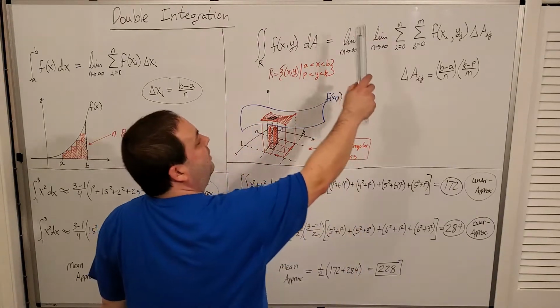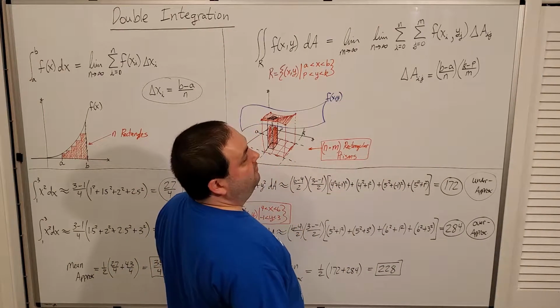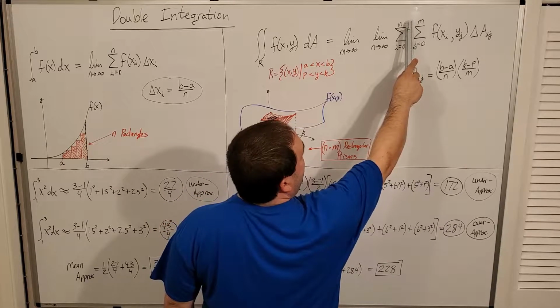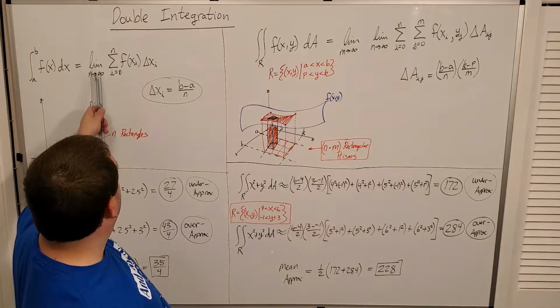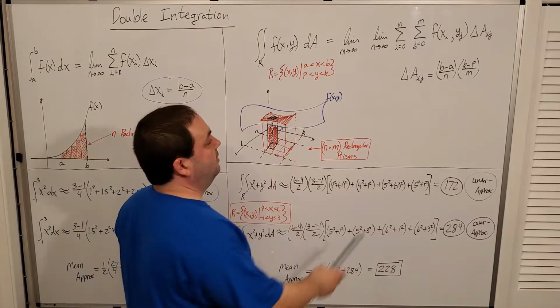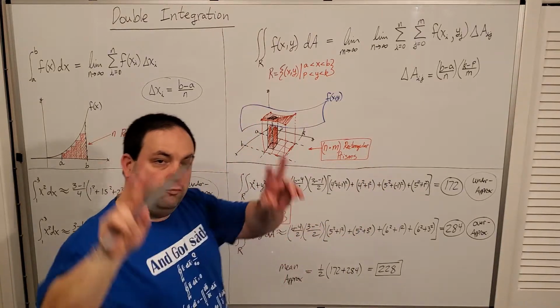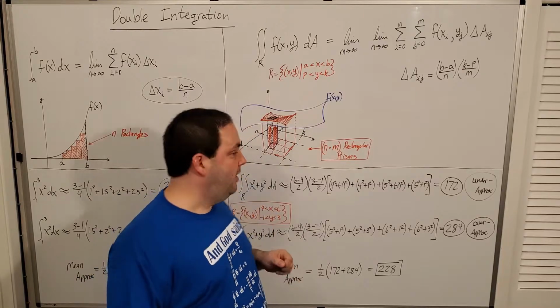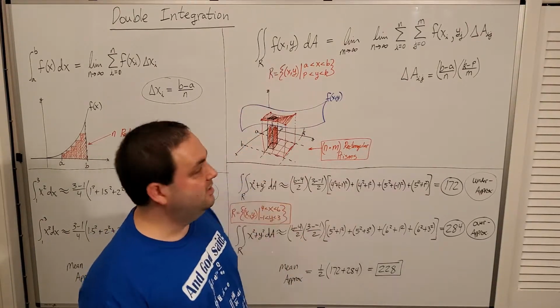So this is what's happening. I'm letting m and n just be two quantities that are going to infinity, and what they are is the maximums of these summations. Just like here, n was the maximum of this summation. So as you can clearly see, m and n are the number of rectangles, the number of slices that I'm breaking up the different dimensions into.